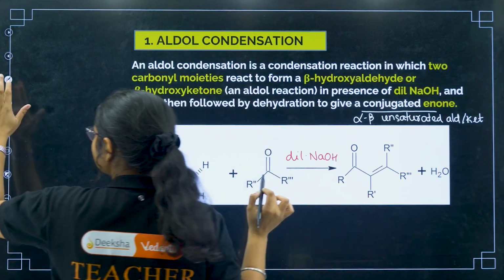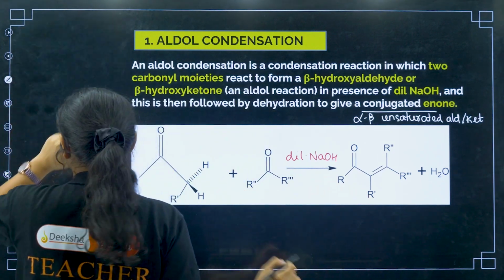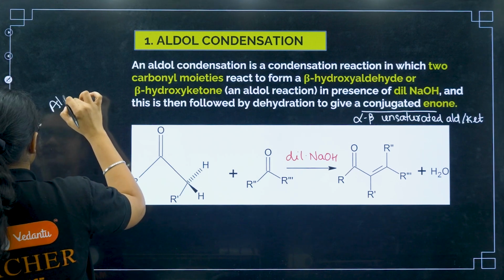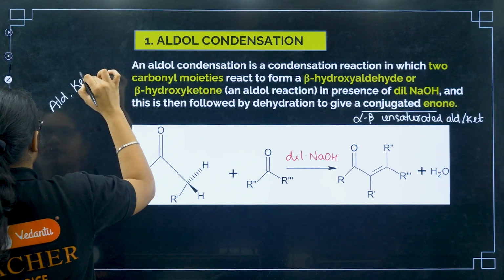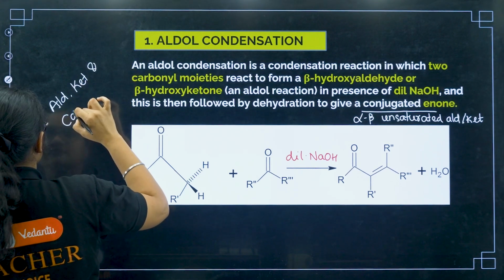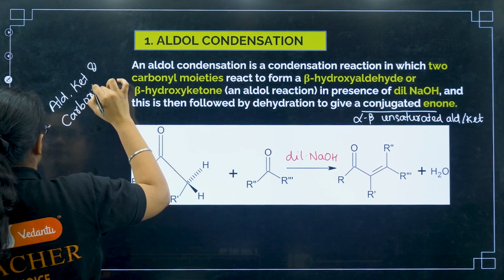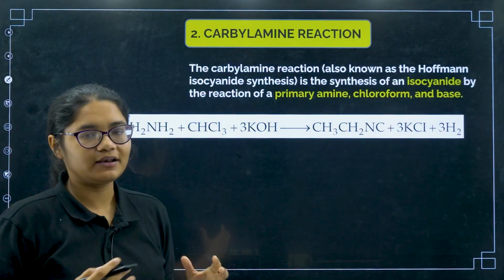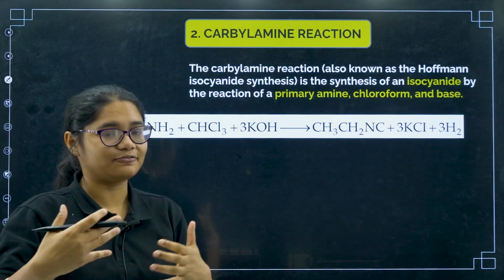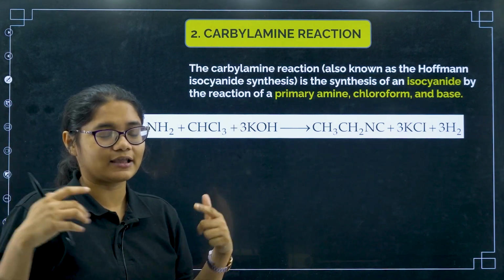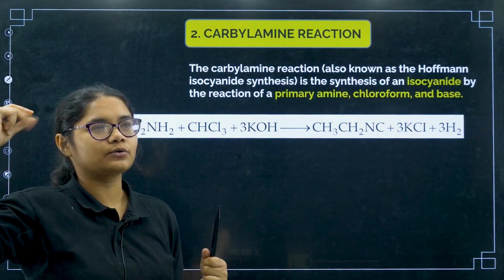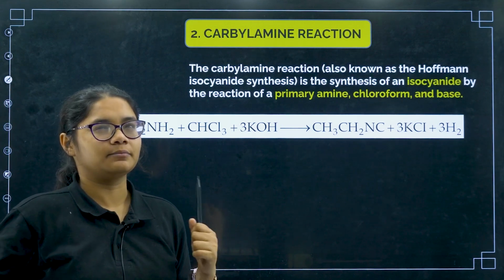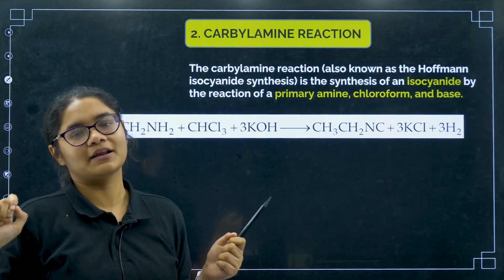Can we guess which chapter this is from? Quickly comment down. This is there in the aldehydes, ketones and carboxylic acids chapter, right? Now let's move to the next one, carbylamine reaction. I'm going in alphabetical order so that when you recall, you can recall like this. A, aldol condensation, B, there was no reaction, C, carbylamine reaction.